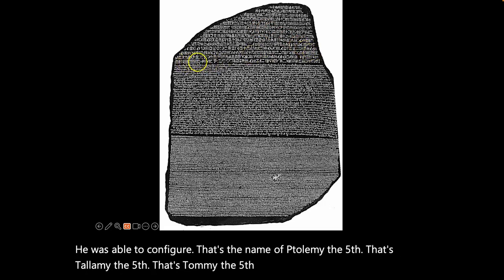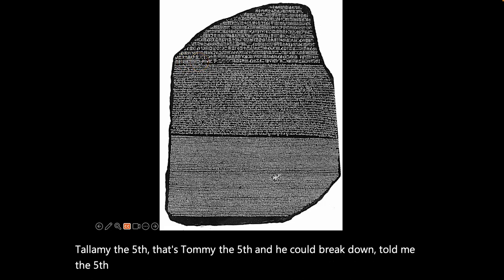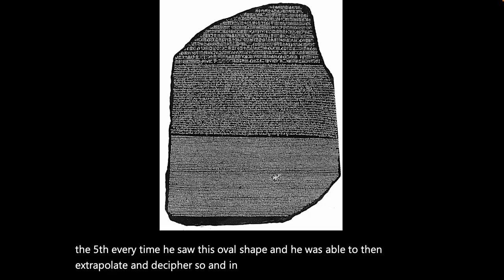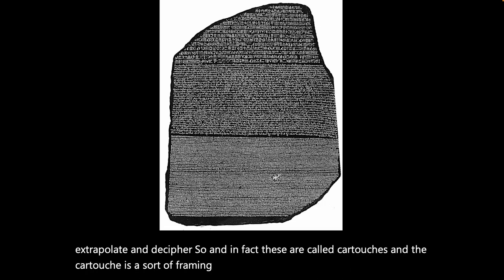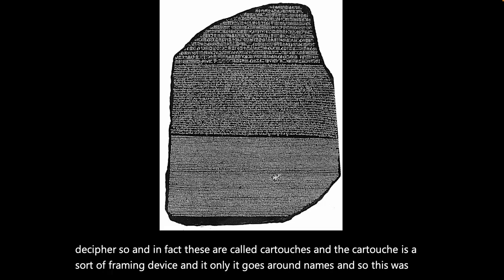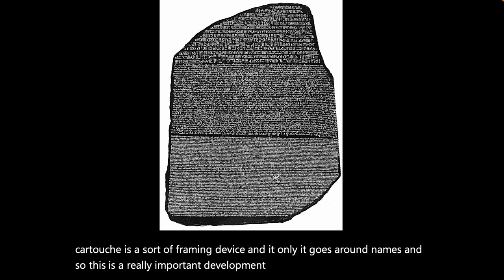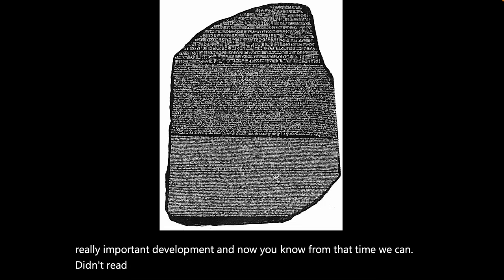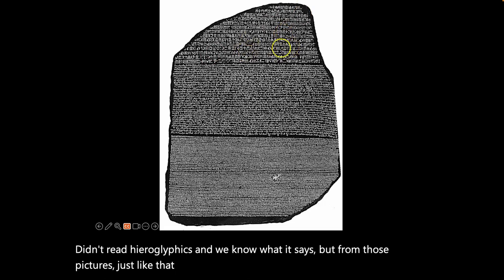And he could break down Ptolemy V every time he saw this oval shape, and he was able to then extrapolate and decipher. In fact, these are called cartouches, and the cartouche is a sort of framing device, and it goes around names. And so this was a really important development. And now, from that time, we can read hieroglyphics, and we know what it says. But from those pictures, just like the development of cuneiform, it's a distillation down much further.